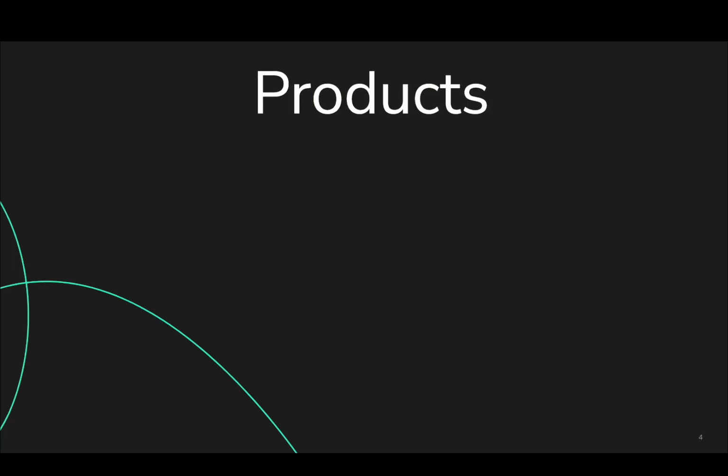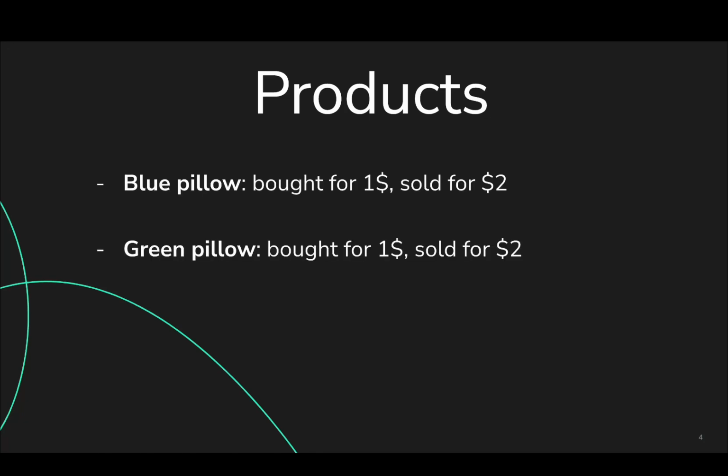And the products that we're going to be looking at today are basically pillows. So I'm going to simulate a pillow store. We're going to be selling two products, a blue pillow and a green pillow. They both are going to cost us $1 to purchase, and we're going to sell them for $2. So it's a business where we buy something for $1 and sell it for $2.